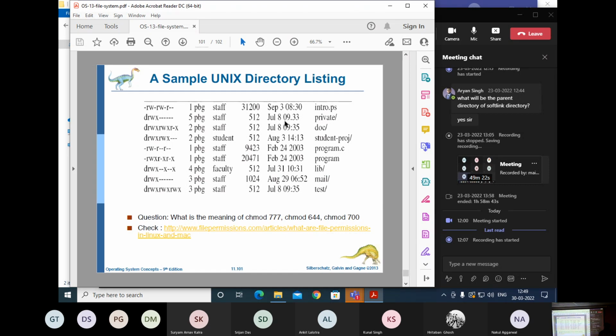So how does 001 look like? Dash, R is not there. W dash, W is not there. X. Now go ahead. I'm not going to talk about this. 777, you already know that everyone can read, write and execute. Look into what 644 and 700 mean. You can also check this link to know more about the most common numbers, like 644, 700, something that you will remember throughout your life if you're a system admin.